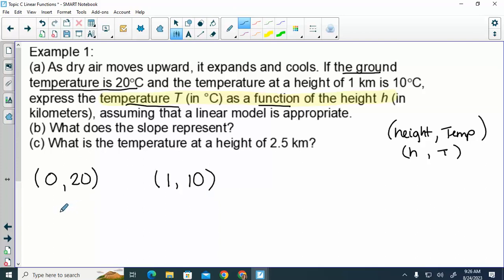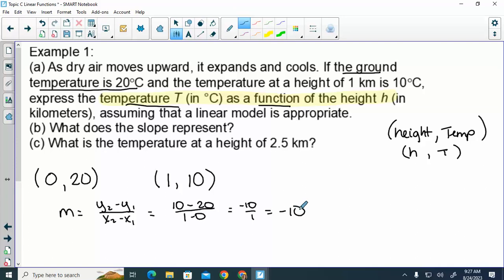So remember, first you have to find your slope. Change in y over change in x, or y sub 2 minus y sub 1 over x sub 2 minus x sub 1. Does everybody remember doing that? So y sub 2 would be 10 minus y sub 1 is 20 over x sub 2 is 1 minus x sub 1 is 0. So I get negative 10 over 1 or negative 10.